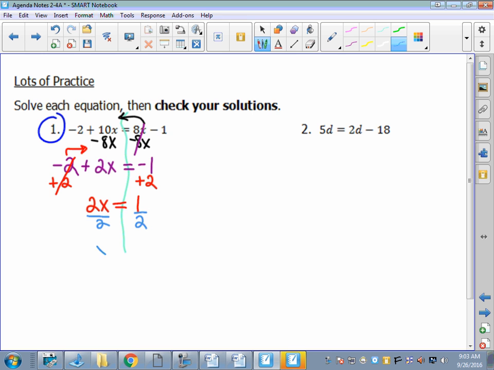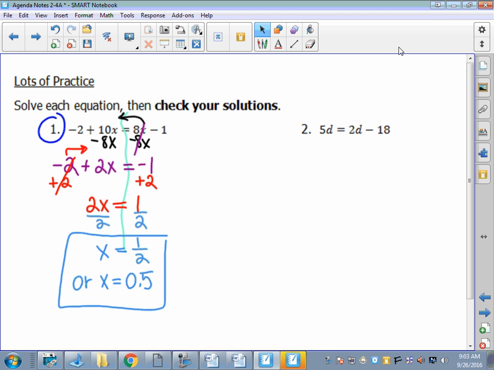Is it okay to get a fraction 1/2 or a 0.5 as a decimal as an answer? Sure, why not, right? We could go back to the original equation. We could put a 1/2 or a 0.5 in for the x's on either side and see if we get a true statement when we do the math. All right.